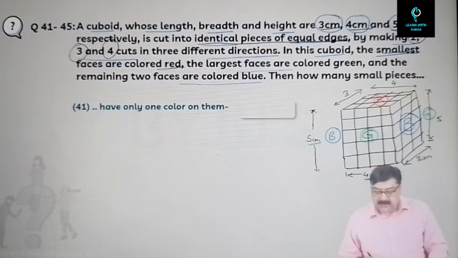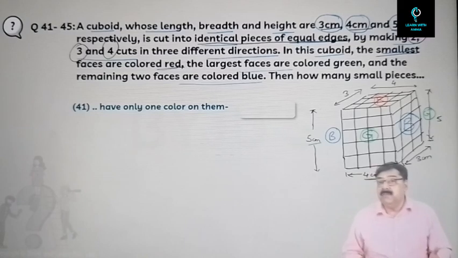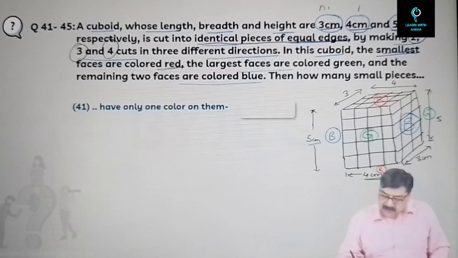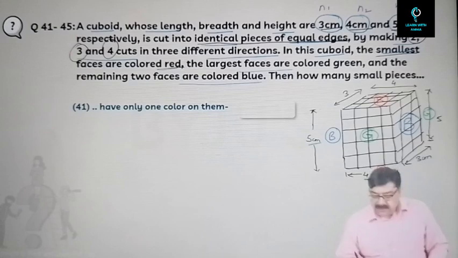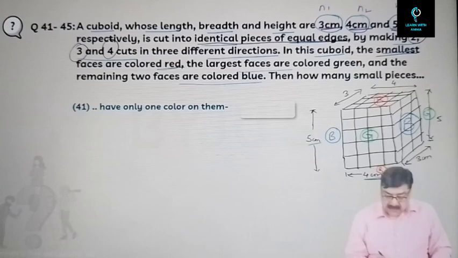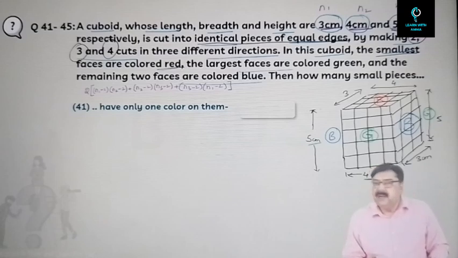So how many small pieces have only one color on them? Well, how do you find out only one color on them? First of all, you will have to know this, that this is your N1, this is your N2 and this is your N3. Number of pieces here 3, number of pieces 4, number of pieces 5, each consisting of 1 centimeter edge. So only one color, we already know that it is 2 times (N1 minus 2) into (N2 minus 2) plus (N2 minus 2) into (N3 minus 2) plus (N3 minus 2) into (N1 minus 2). Well, seems very tedious, but when you solve this, it shall become very simple.